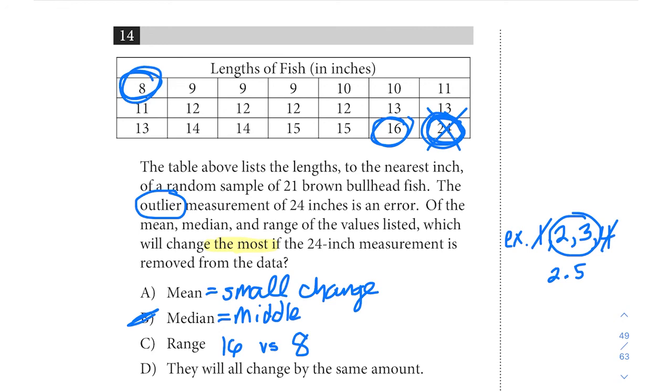Our range, you can tell, is adjusted by a lot, right? It goes from 16 to 8, so our range is changing by a value of 8, and they wanted to know which one would change the most. So of these 3, the range is by far going to be the largest change, and if you're able to answer this question without having to calculate the exact mean before and after removal of that outlier, then you're saving a little bit of time, which is always key on test day.